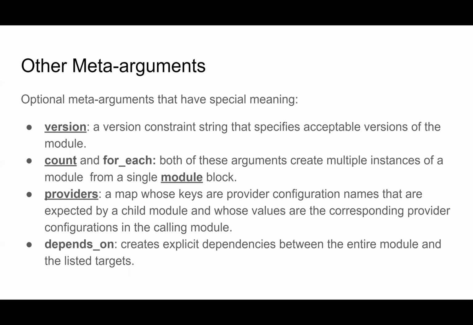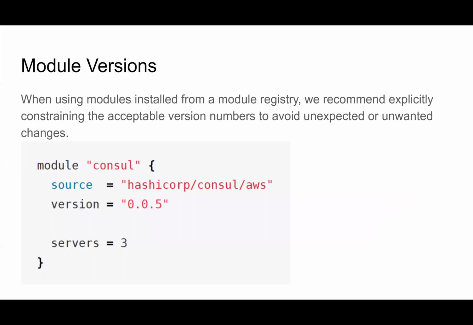Providers is a map whose keys are provider configuration names that are expected by a child module and whose values are the corresponding provider configurations in the calling module. We can also specify another meta argument here, depends_on. So depends_on creates explicit dependencies between the entire module and the list of targets.